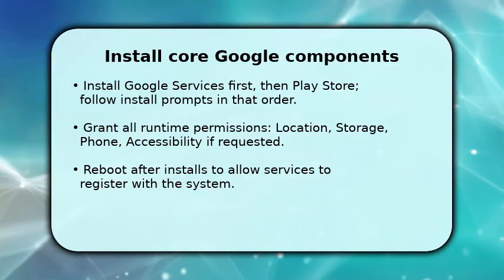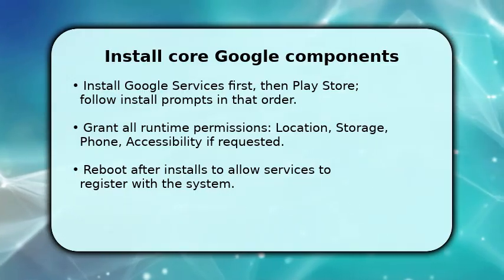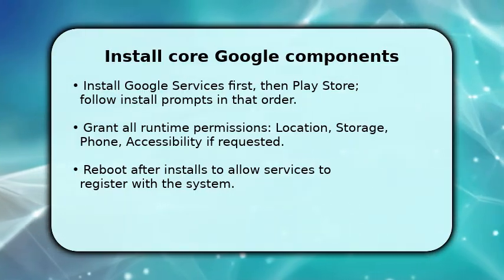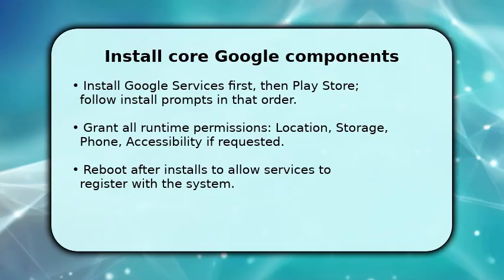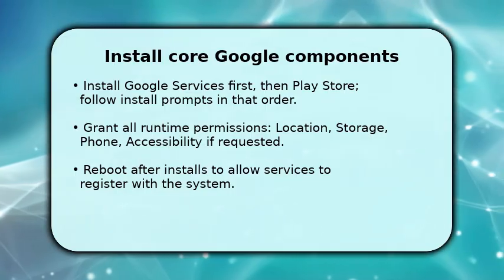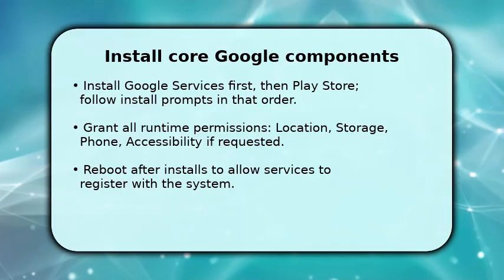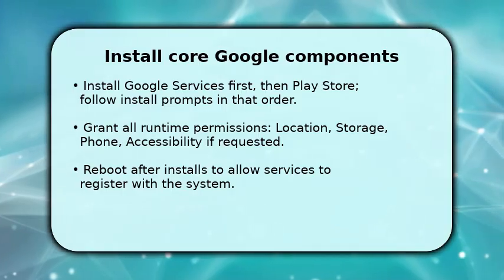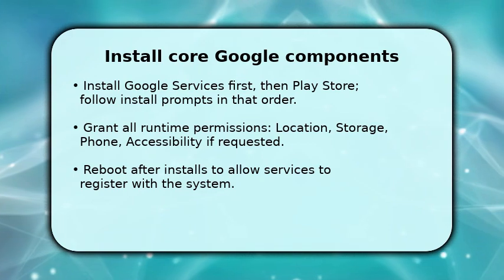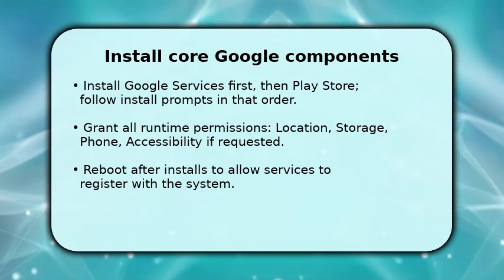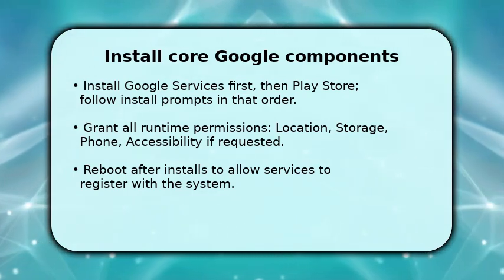Grant all required runtime permissions when Android requests them, as denying blocks functionality. Once both APKs are installed, reboot the phone so services start cleanly. If you used a compatibility layer, activate it before reboot. This step makes sure the Play Store can sign in.